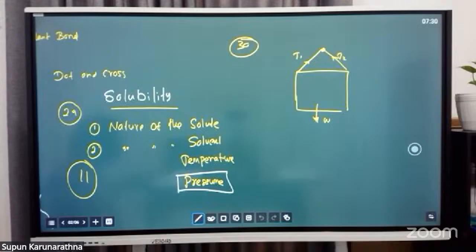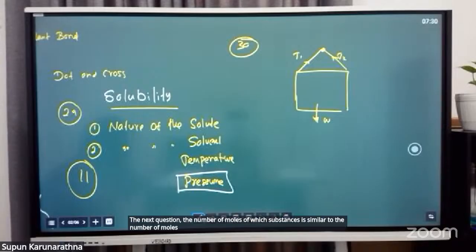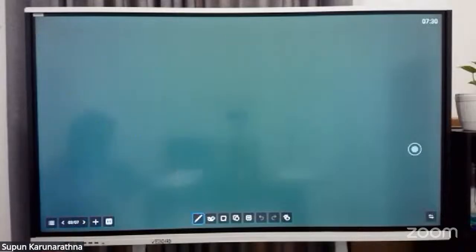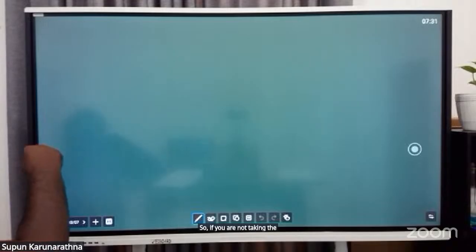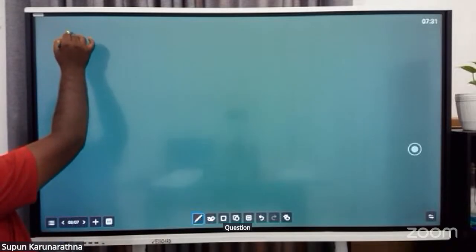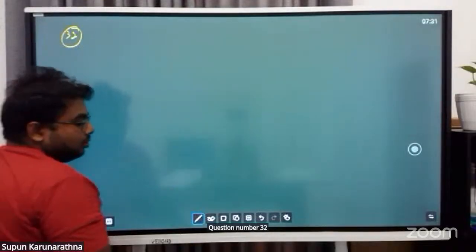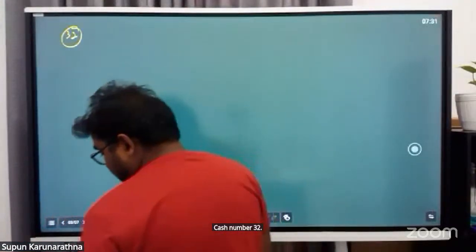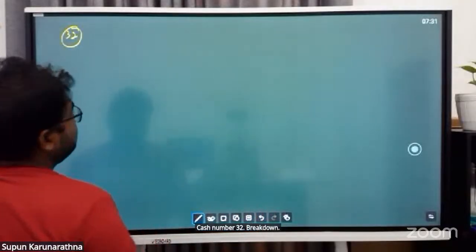Alright, the next question. The number of moles of which substance is similar to the number of moles in 11 gram of carbon dioxide? Alright, let's see. Did you take the answer for this question? If you haven't taken the answer, quickly take question number 32. Question number 32, take the answer.